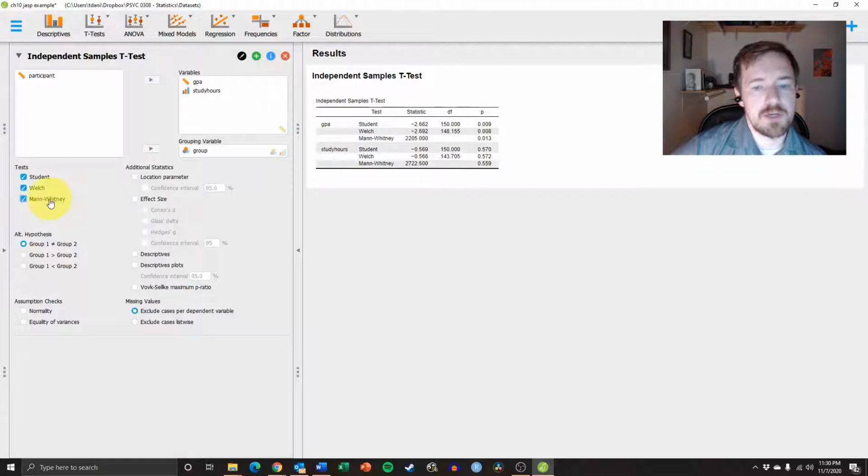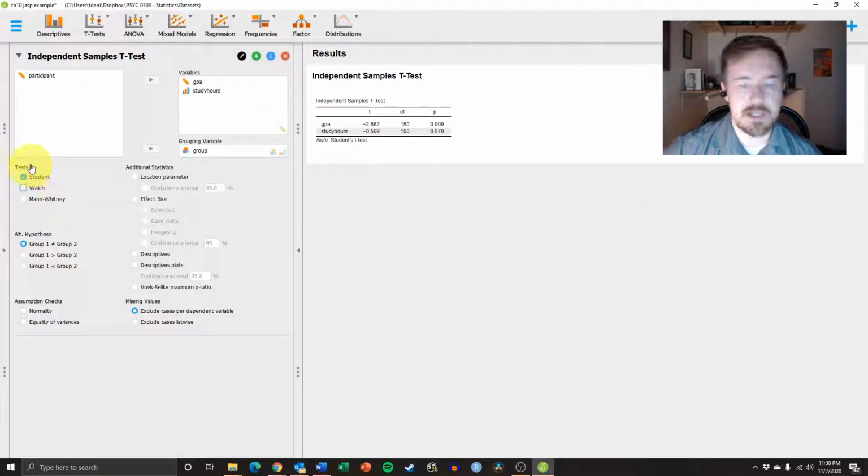And if we wanted to, we could use the Mann-Whitney test, which is going to also try to calculate this using non-parametric analyses. But for most intents and purposes, you're going to want to stick with the student's t-test. That's the industry standard. We can check for normality, and we can check for homogeneity of variance.